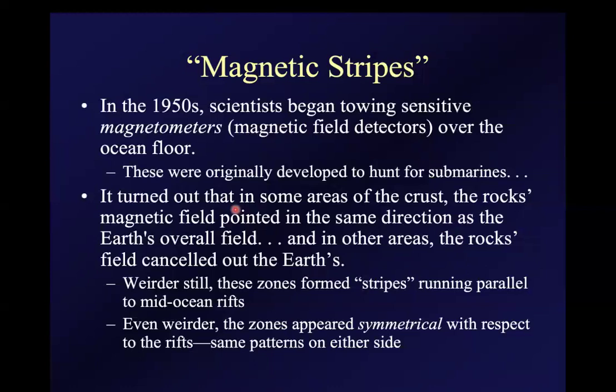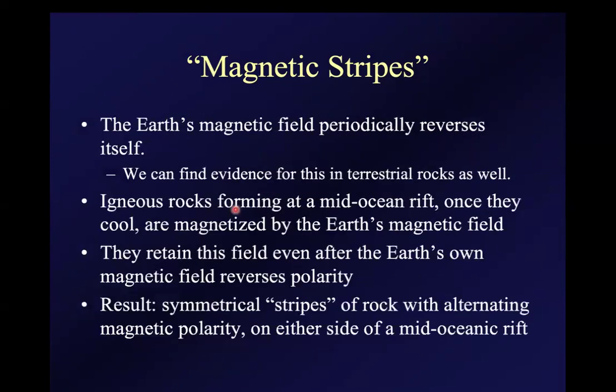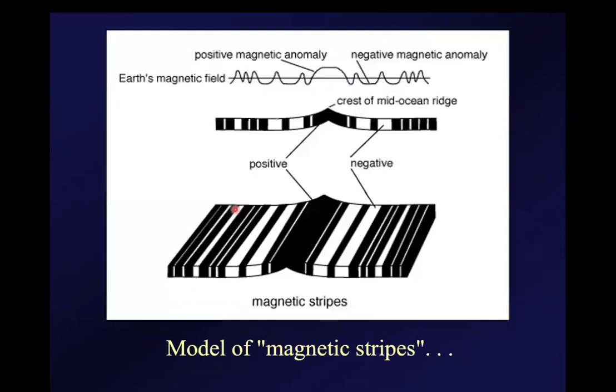It turns out that in some areas of the crust, the magnetic field of the rocks on the ocean floor was pointing in the same direction as the Earth's own magnetic field. In other areas, the rock's magnetic field was pointing in the opposite direction as the Earth's magnetic field, canceling it out. And what's weirder, those zones form stripes running parallel to mid-oceanic rifts. And the stripes were symmetrical with respect to the rifts. You got the same patterns on either side. And you get something like that.